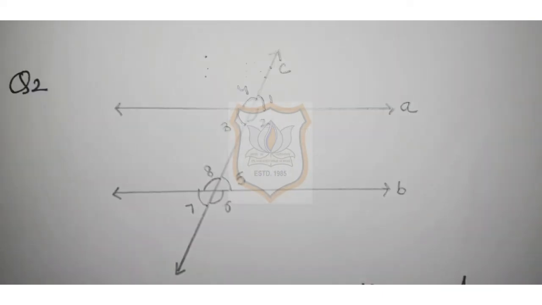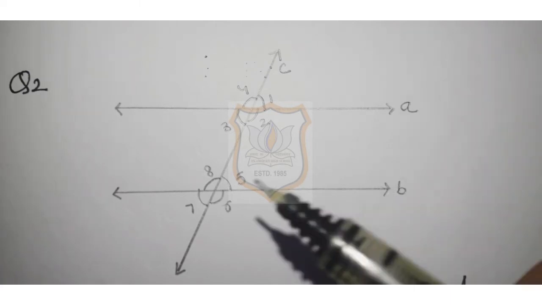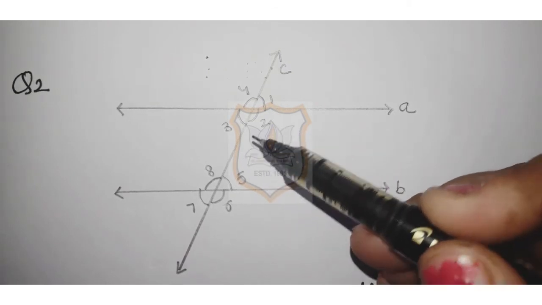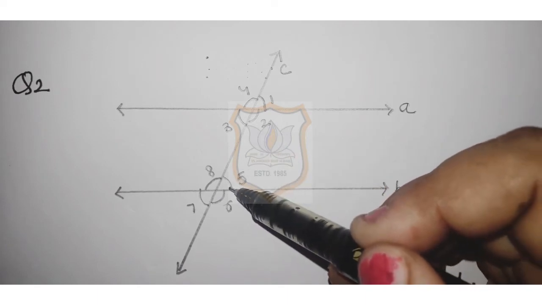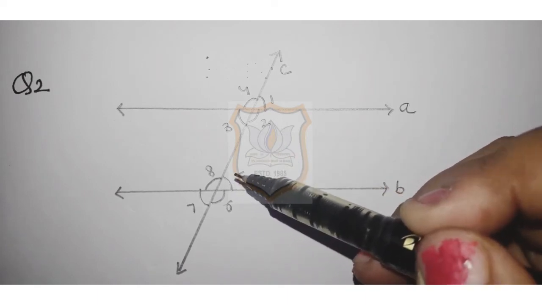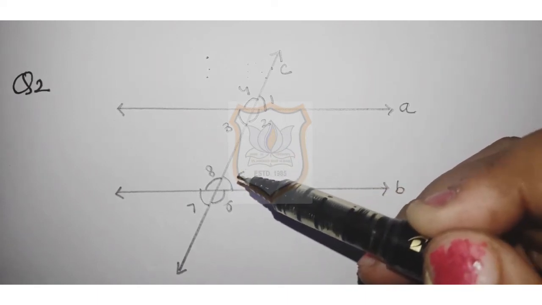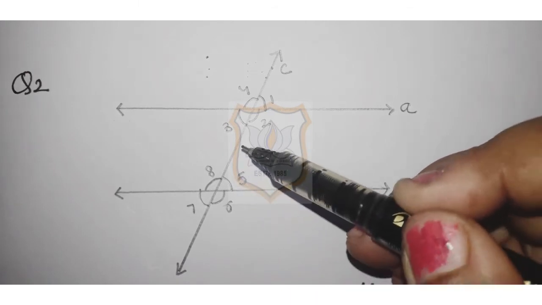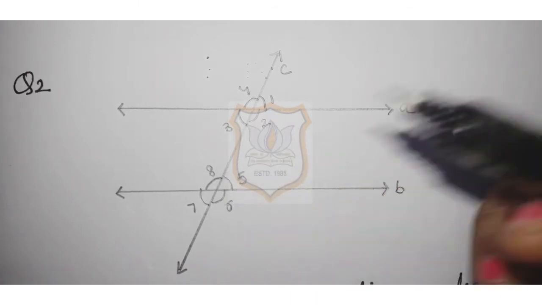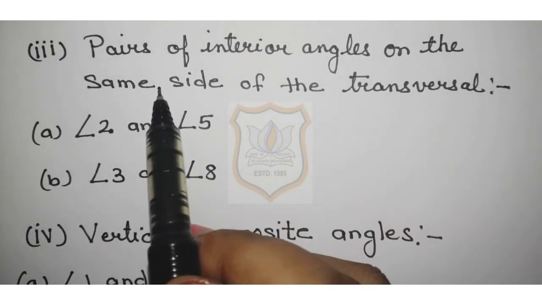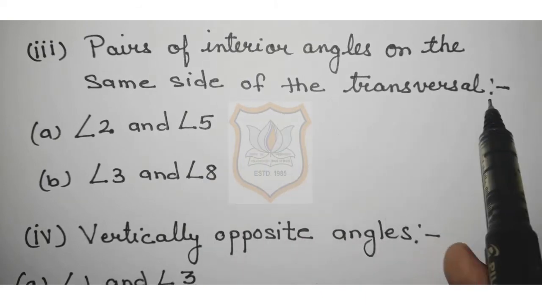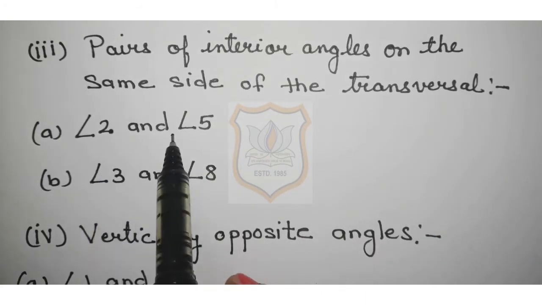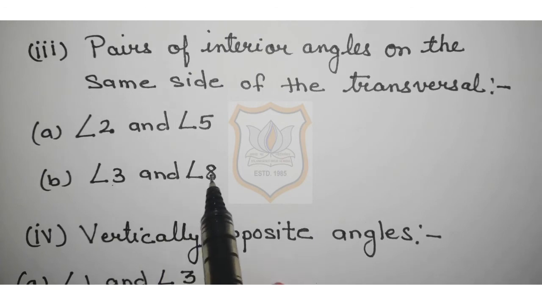Students, third part is you have to tell a pair of interior angles on the same side of the transversal. And these 2 pairs are angle 3 and angle 8 and angle 2 and angle 5. So there are 2 pairs of interior angles on the same side of the transversal and they are 3 and 8 and 2 and 5. Friends, in this way you have to write the answer of third part. Pairs of interior angles on the same side of the transversal, they are 2 and 5 and 3 and 8.